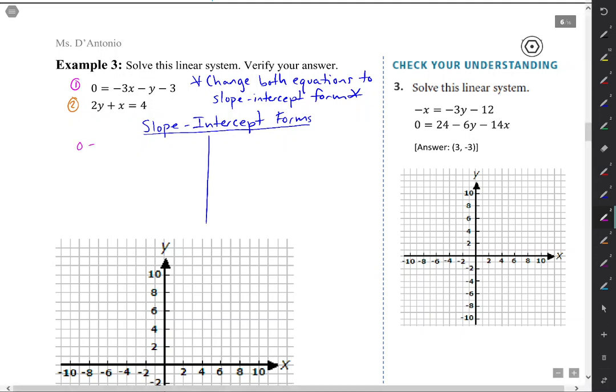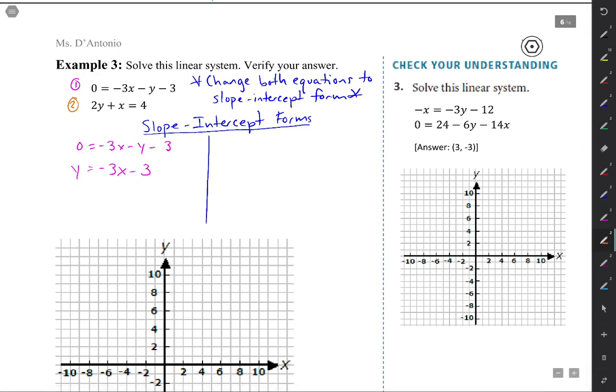So let's start off with number 1. We have 0 is equal to negative 3x minus y minus 3. So in order to get it to slope-intercept form, we need y is equal to the rest of the equation. So actually, this one's really easy to switch to slope-intercept form. All we have to do is move this y to the other side of the equal sign, because then we'll have y is equal to the rest of the equation. So if we do that, we would have y, and it would turn positive when we move it to the other side, so that's exactly what we're looking for, is equal to negative 3x minus 3. So that there is our slope-intercept form of the equation.